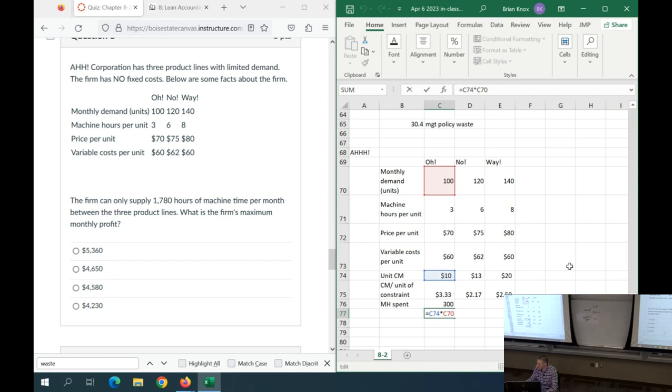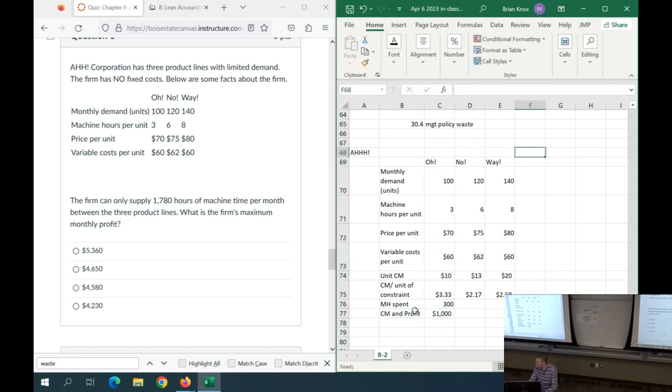Does that make sense? Our monthly demand is 100. We fill out monthly demand. We earn $10 contribution margin per unit we sell, full 100 units. We end up with 1,000. So that is our CM and profit because we have no fixed costs. That's what the problem says. Great. Okay, now we can move on.